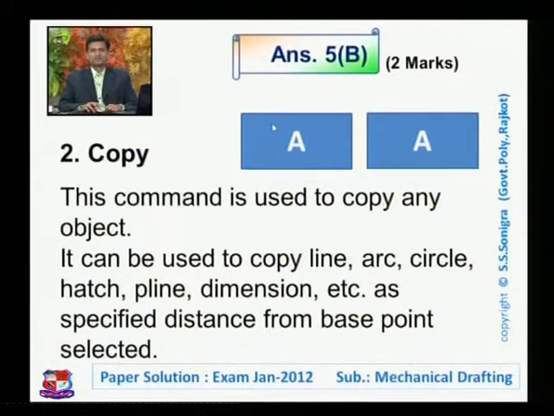The same object is to be drawn at a certain distance. Here, suppose this is the base point and this is the selected object. The distance between the base point and specified end point is from here to here. If you specify this distance as the distance from base point, this rectangle will be copied like this.